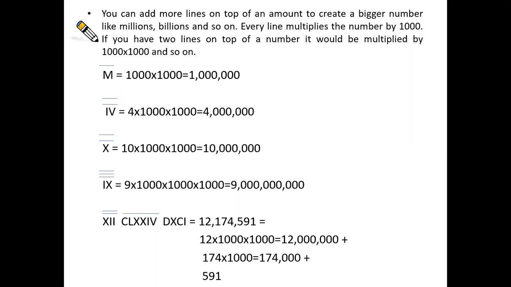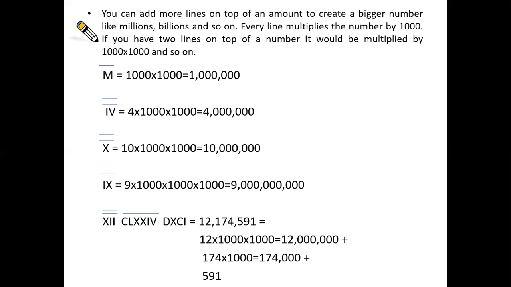If you have a 4 and 2 lines on top of it, it will be 4 times 1,000 times 1,000, which makes 4,000,000. If you have an X and 2 lines on top of it, it will be 10 times 1,000 times 1,000, which makes 10,000,000. And if you have a 9 with 3 lines, it will make 9,000,000,000.